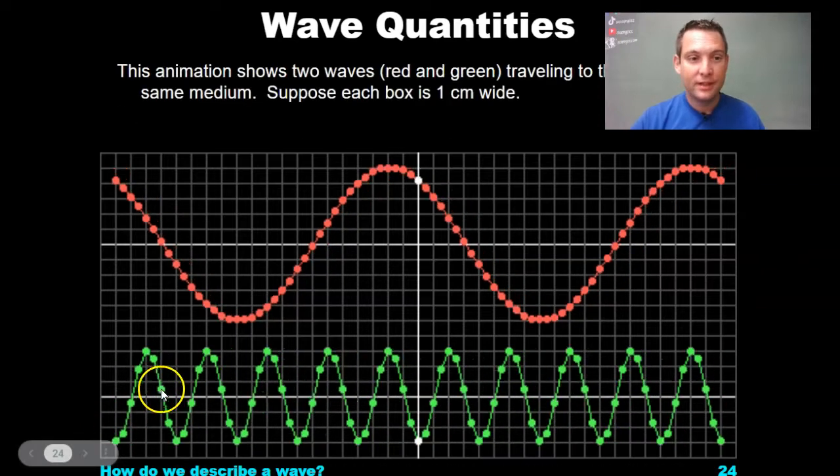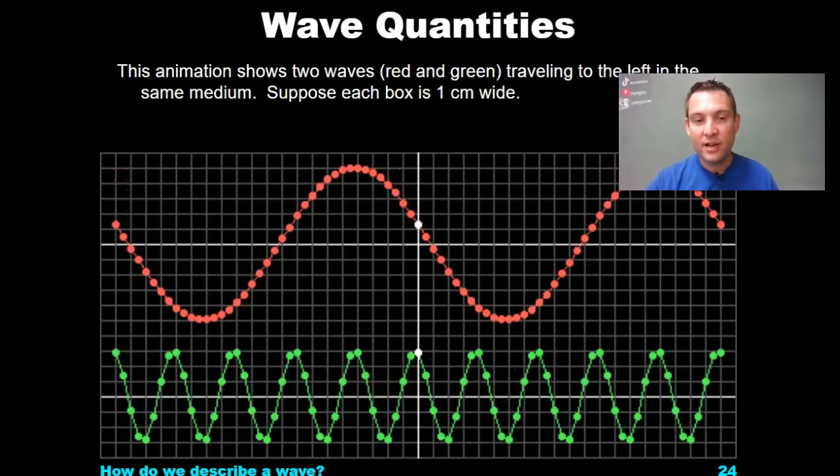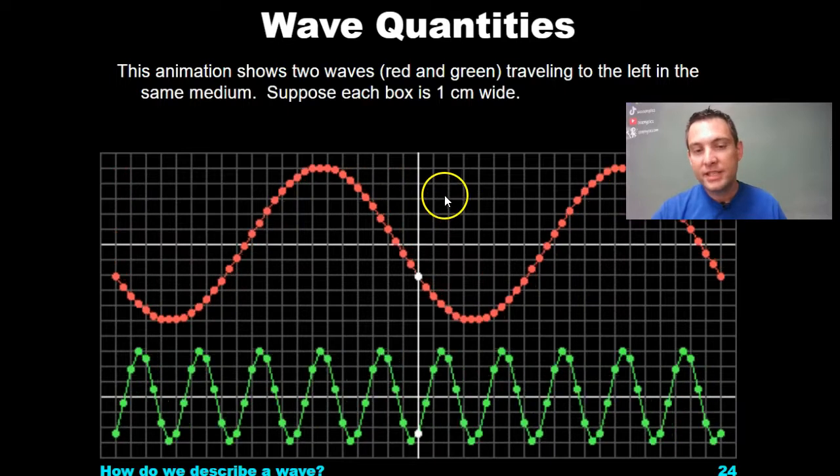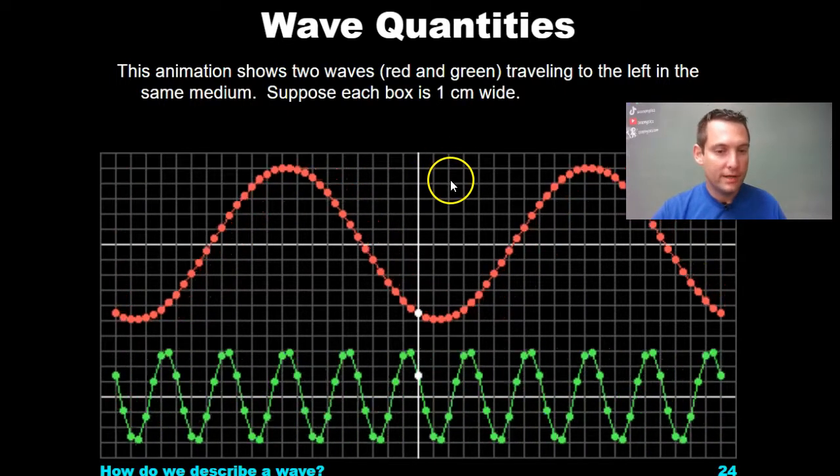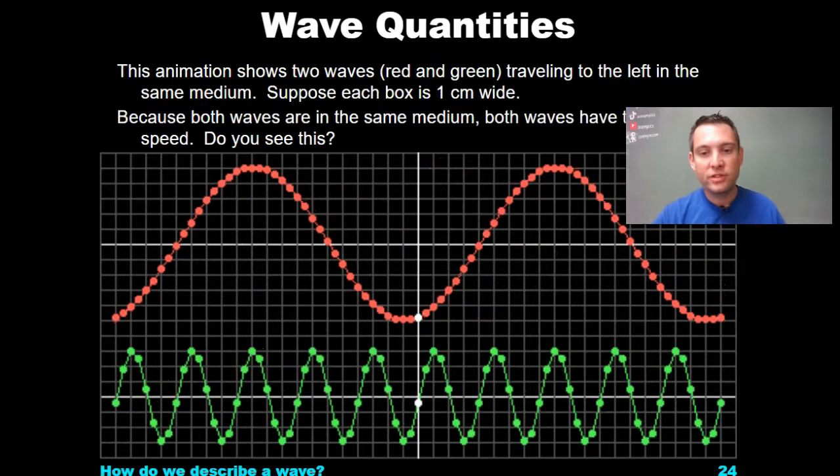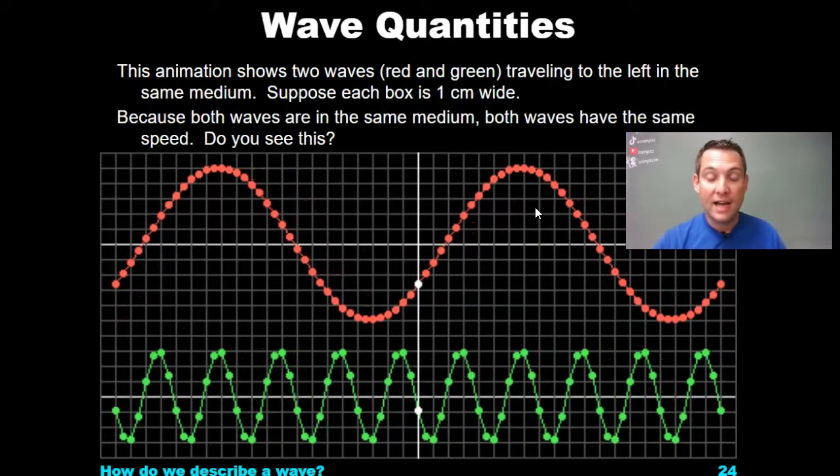Wave quantities. This animation shows two waves, red and green, traveling left in the same medium. Let's say each box is 1 centimeter wide.